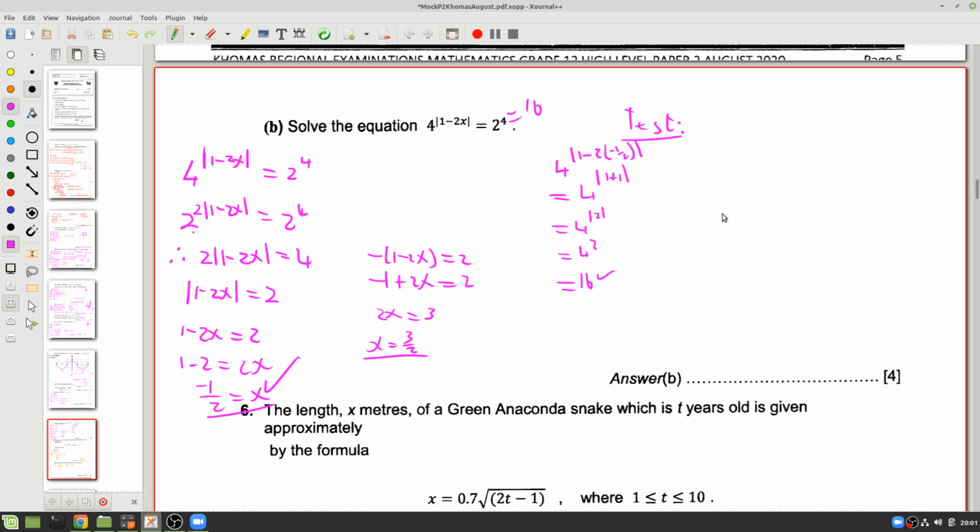Now let's try if we substitute in 3 over 2. So that would be 4 to the power of the absolute value of 1 minus 2 times 3 over 2, close absolute value. So that equals 4 to the power absolute value of 1, and then negative 2 times 3 over 2 is just negative 3. So that gives us 4 to the power of the absolute value of negative 2, which is 4 squared, which is 16. So we see that one also works. So our answer here is x equals negative a half, or x equals 3 over 2.